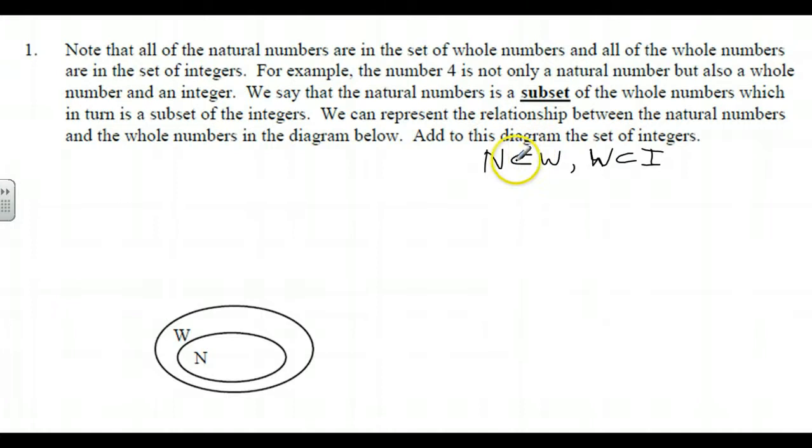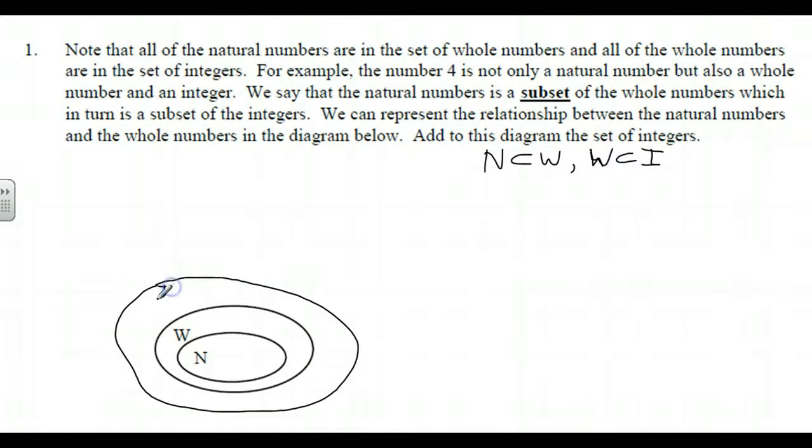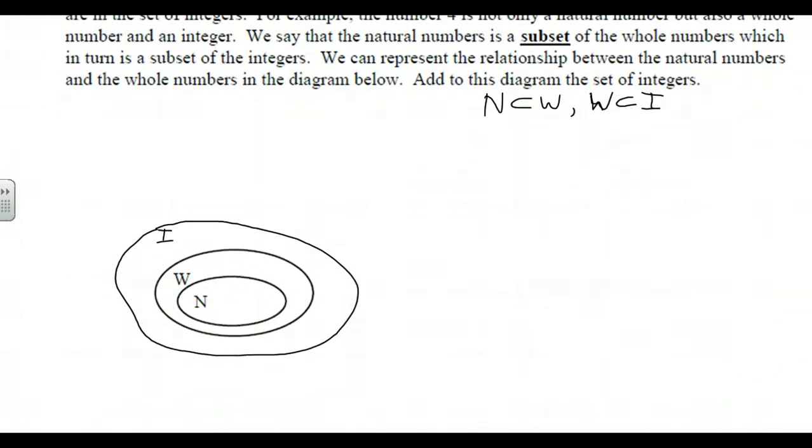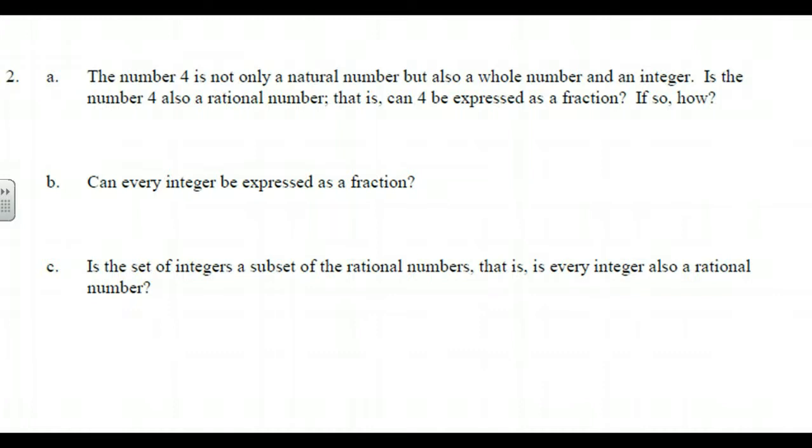We can represent the relationship between the natural numbers and the whole numbers in the diagram below. To this, we're going to add the set of the integers. So integers encompass, right? They include the negatives, which aren't included in the whole numbers, which includes a 0, which is not part of the natural numbers. And we're going to come back to this diagram again and again.